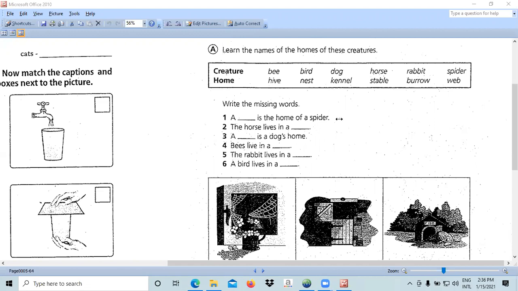Here we have web. The second one, the horse lives in a stable. A kennel is a dog's home. Bees live in a hive. The rabbit lives in a burrow. A bird lives in a nest.